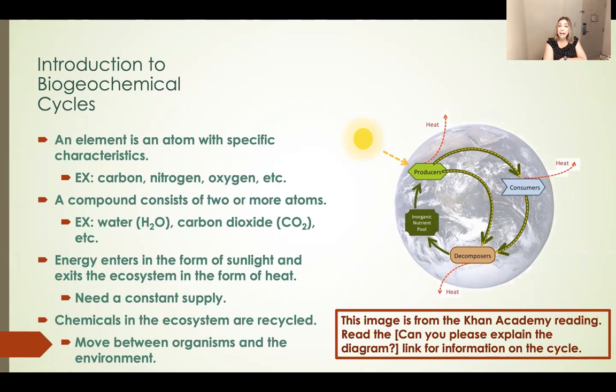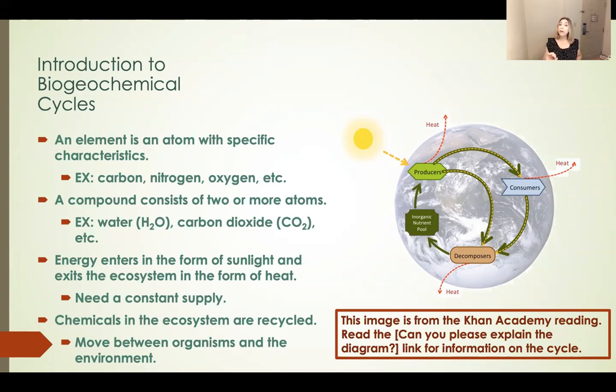Now, sunlight and energy enter the system, meaning like an ecosystem on Earth, right? But most of it leaves in the form of heat. Remember that we talked about every time energy goes from one organism or one trophic level to the next, only 10% of that energy remains. The rest of it is lost as heat. So the bottom line is that we need a constant supply of energy. And like I told you before, if we had no sun, life on Earth would die because we need that constant input of energy. Now, chemicals in the ecosystem are recycled.